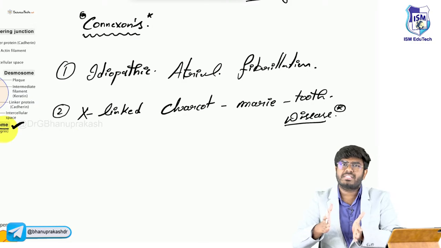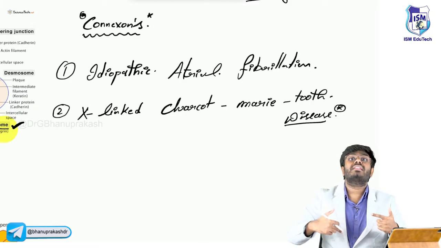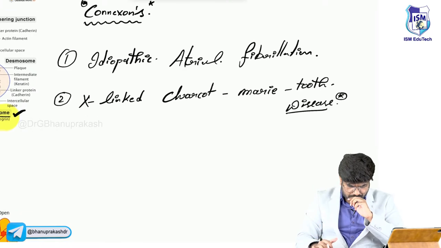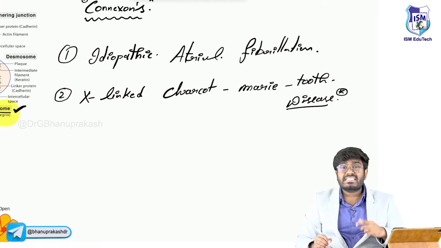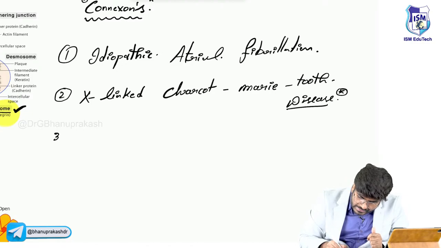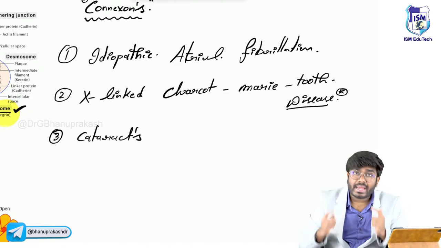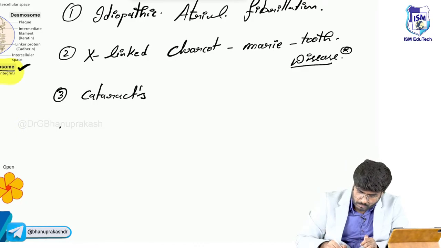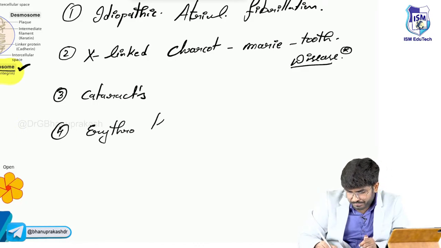These are all ABCDs. So first you should know this. Later you will understand the things better. So connexon problems can lead to idiopathic atrial fibrillation, X-linked Charcot-Marie-Tooth disease, and cataracts in the eye, and erythrokeratoderma. This is one more disease.